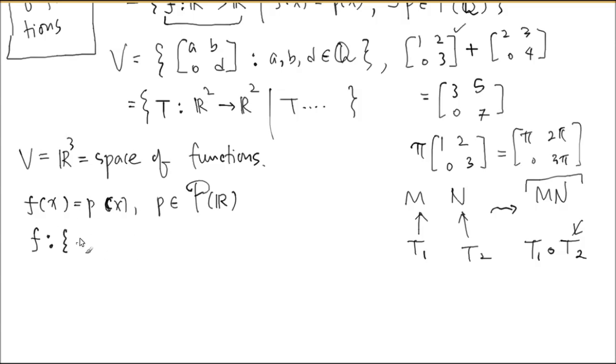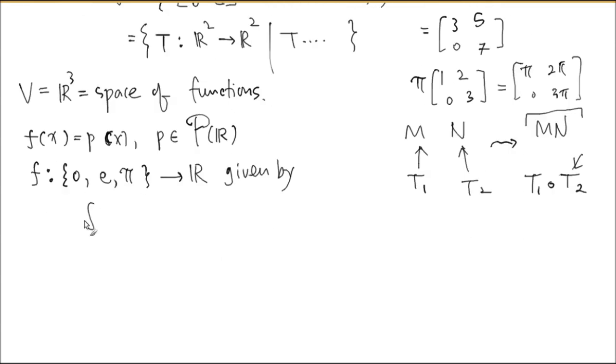Which is a set of 3 elements, which is 0 and pi and e. Maybe e first. It's weird. e is about 2.71 and pi is about 3.14. So the domain only has 3 elements, right? And it goes to real numbers. It's given by f of x equals some polynomial p of x. Okay? So let me go and change it so that I can finish in a short time. So simply 0, 1, 2.